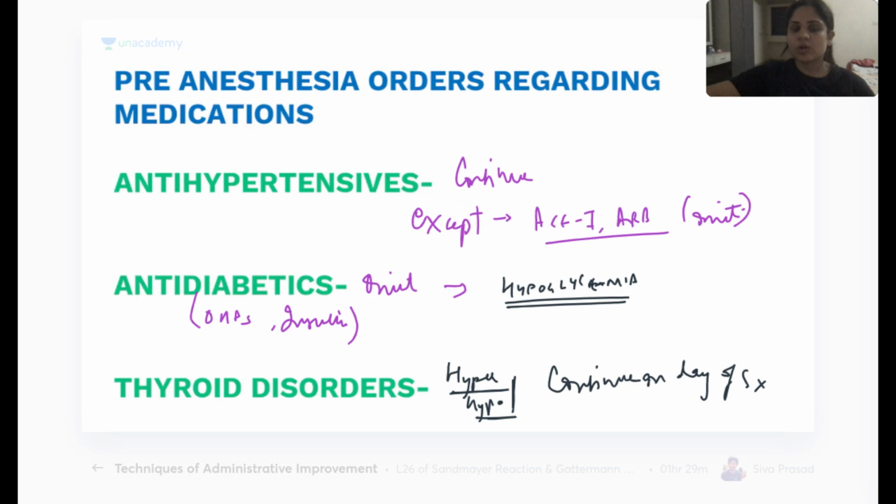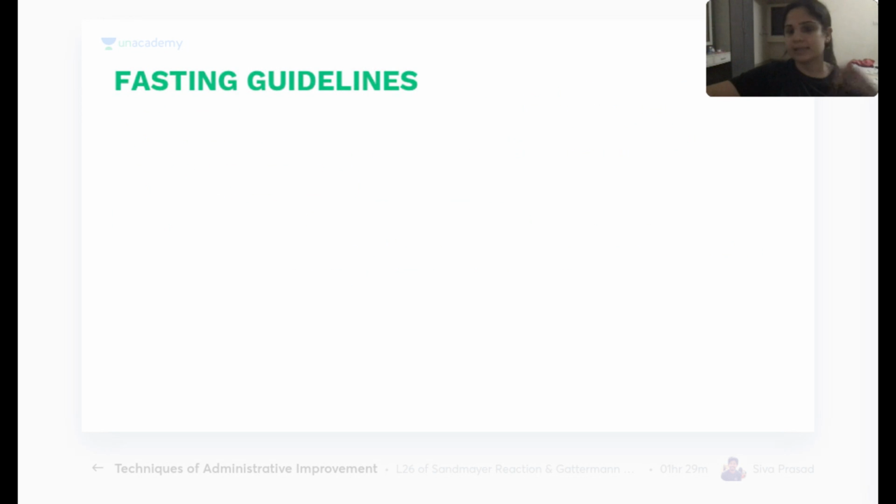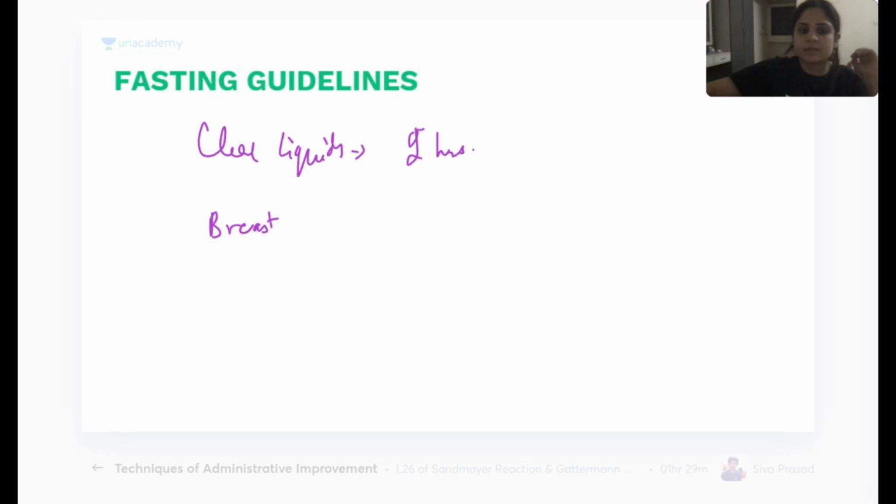Okay, so this is about all the medications that they ask in the exam. Last one is the fasting guidelines. So, in the fasting guidelines, tell me if my patient has had water or black coffee or black tea, some clear liquids. After how many hours can I take him for surgery? 2 hours. Very good. If it is a child and he has breastfed, after how many hours of breastfeeding can I take the child for surgery? 4 hours.